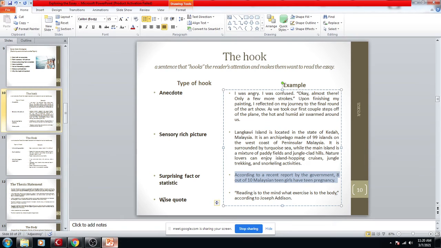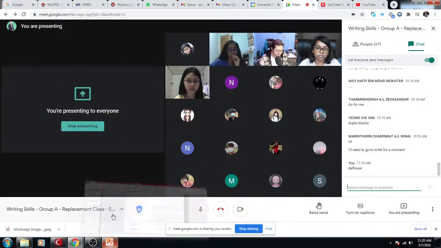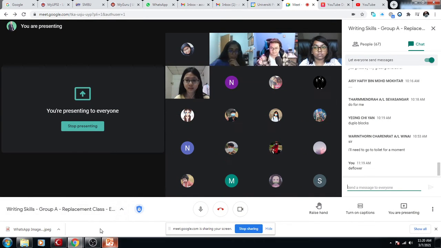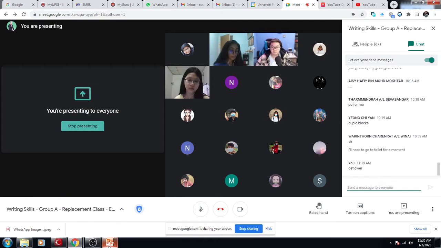Okay. Another type of a hook is to use a quotation, a wise quote. For example, reading is to the mind what exercise is to the body, according to Joseph Addison. Reading is to the mind what exercise is to the body. Interesting.